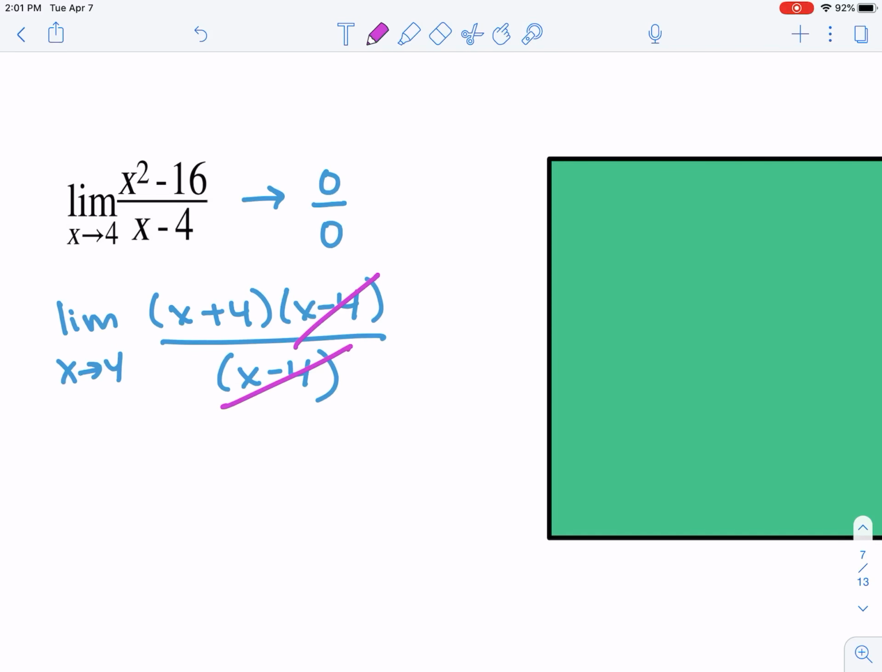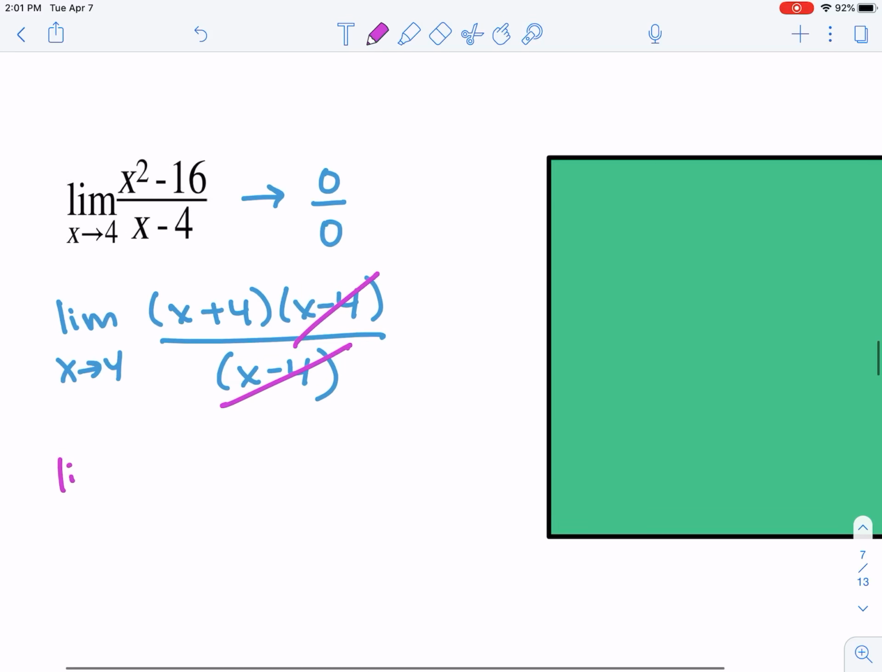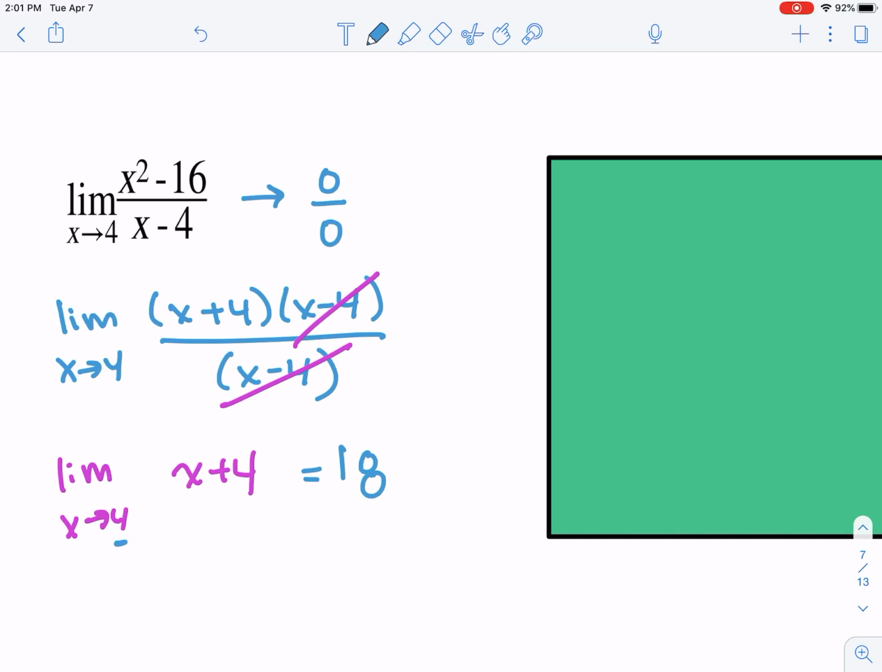Any ideas what we do now? Let me rewrite what I have left. So now I've just got x plus 4 left, right? So now I'm back to where we were. Now try the limit again, okay? So now plug 4 in for all your x's into that expression. And what do we have now? Yeah, we have 4 plus 4, or 8. And that is our answer, okay?